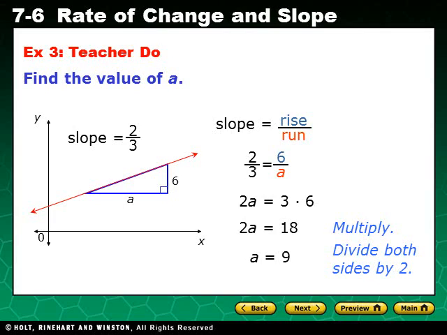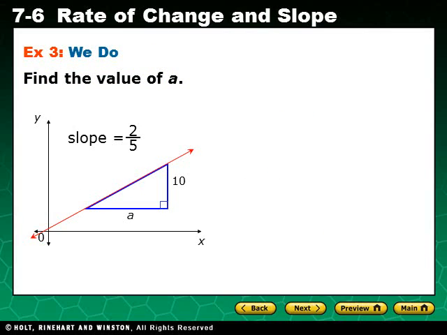Let's try another one. Let's do this one together. The slope is 2/5, the rise is 10, and the run is A. Let's turn this into a proportion. We know that slope literally means rise over run. So if the slope is 2/5, I'm going to substitute 2/5 in for slope. And the rise is going to be this 10 because it's going up. And the run is going to be this A because it's going horizontally. So 2/5 equals 10/A.